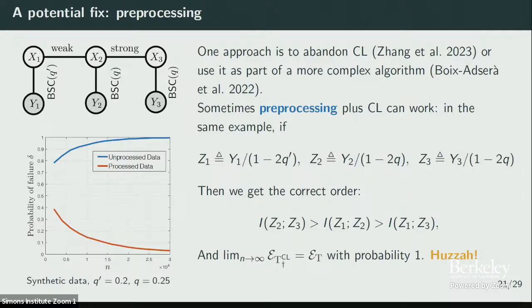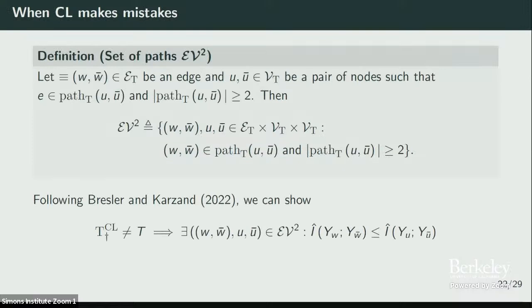And so the question is, do we have a similar setting in the general case? Here's where I want to introduce this information threshold. So when does Chow-Liu make mistakes? Basically, we want to look at triples: a path with two endpoints and an edge in the middle.